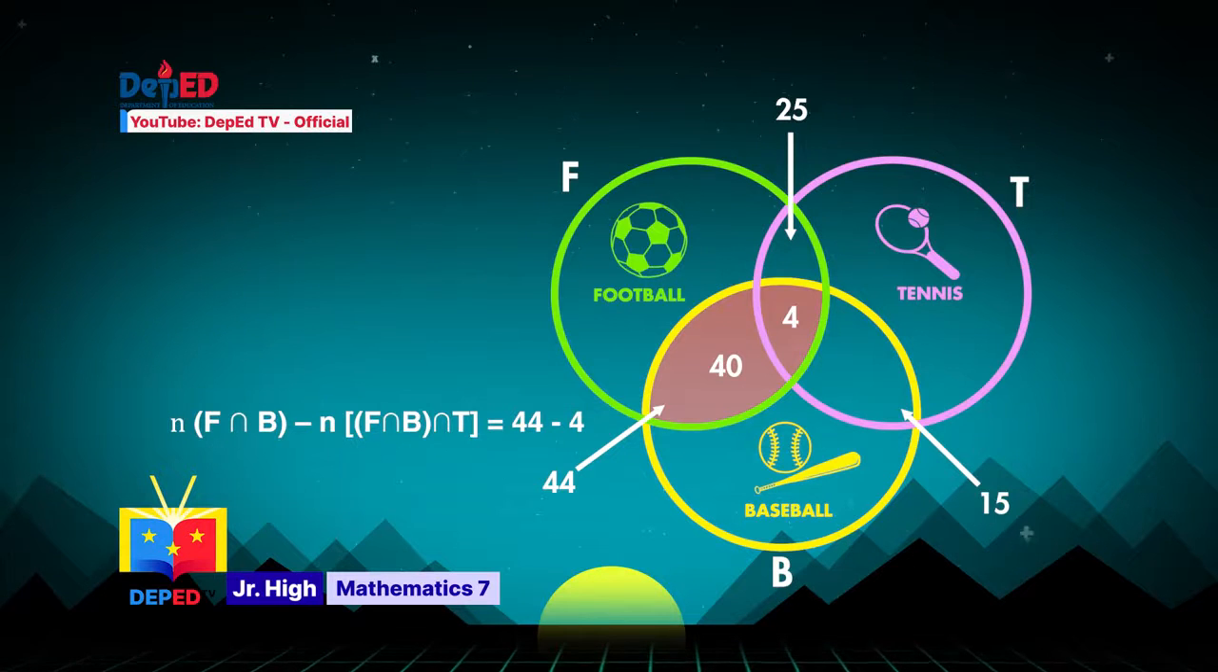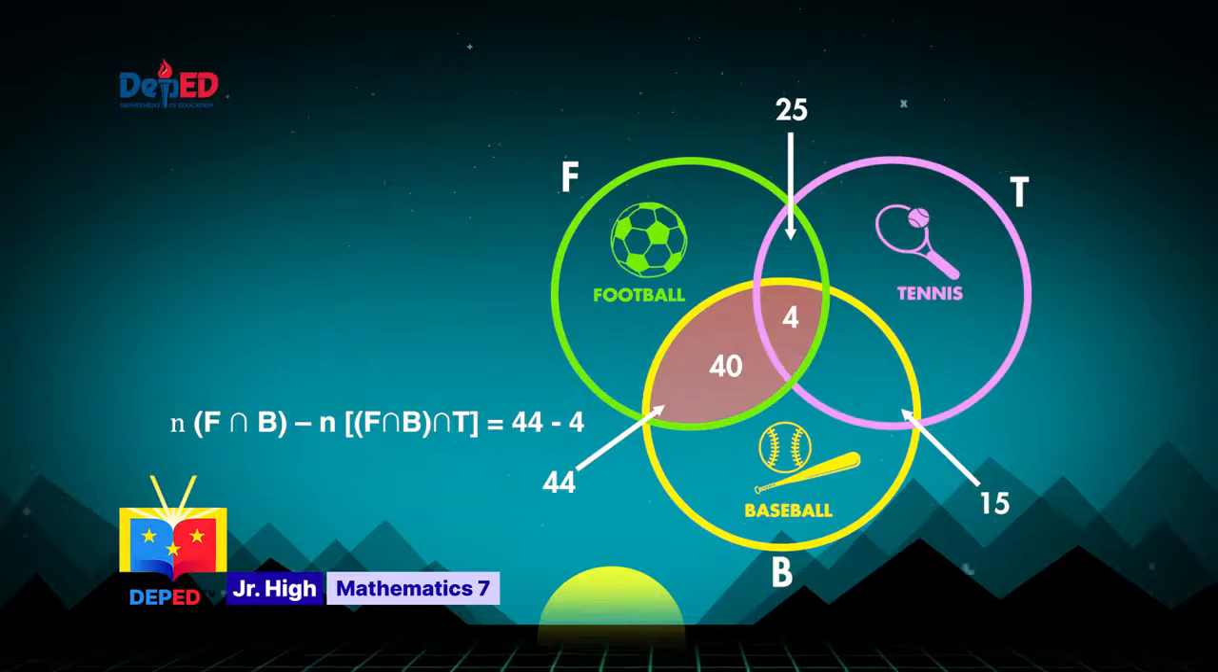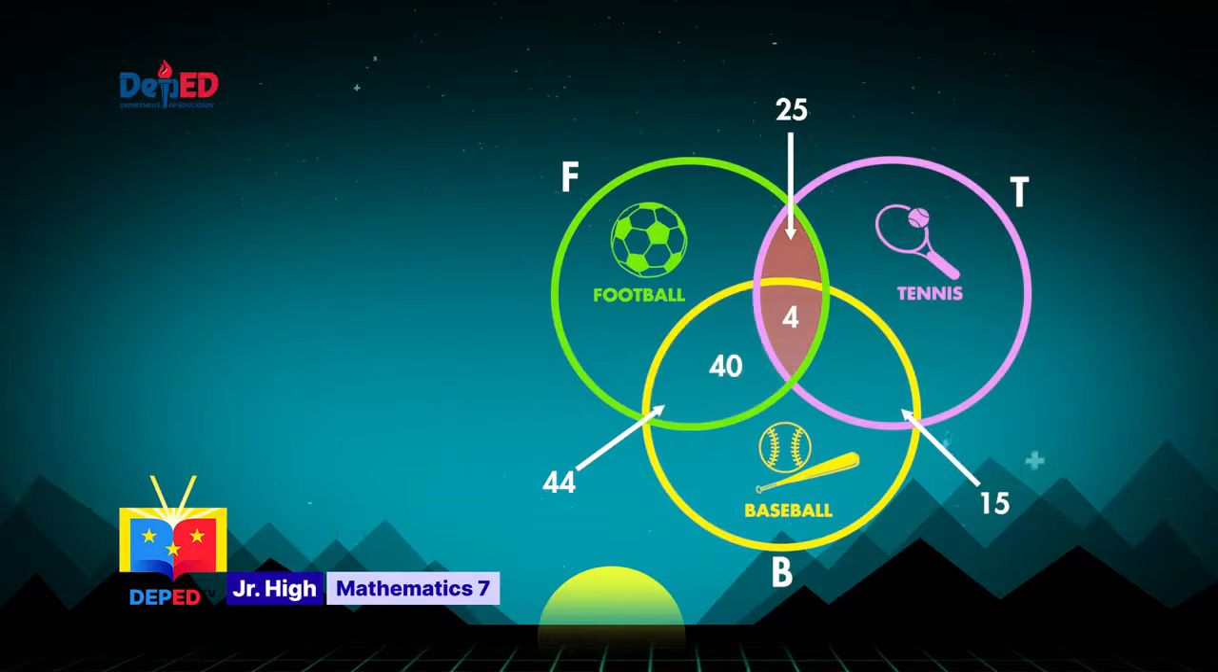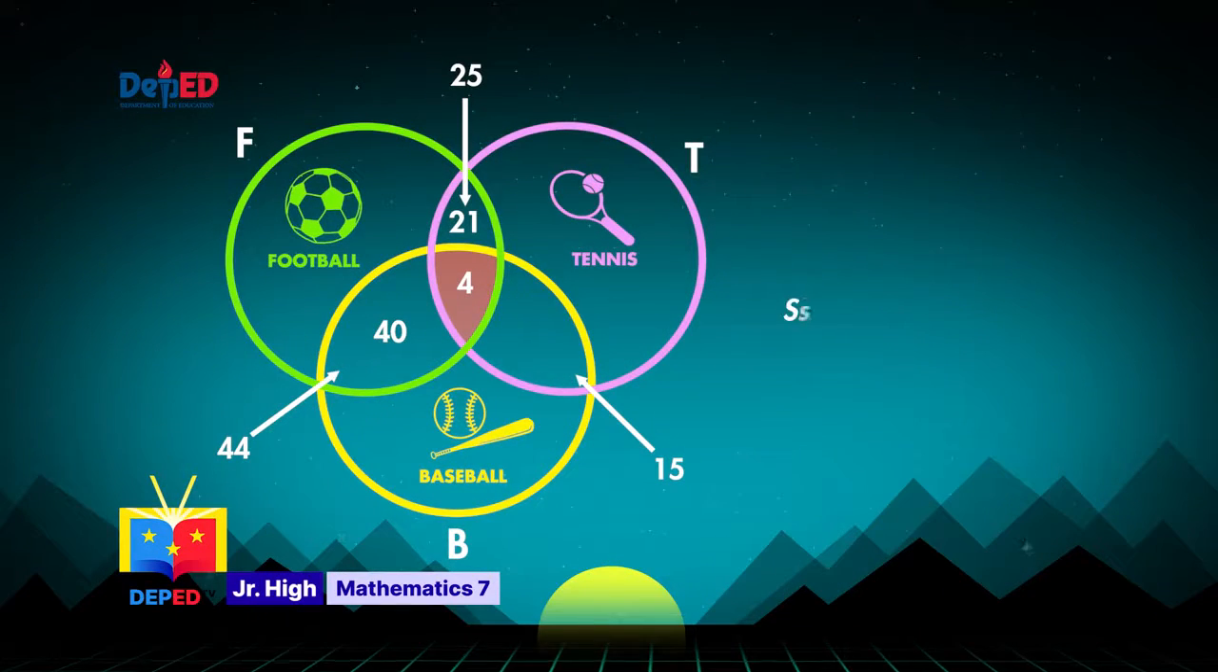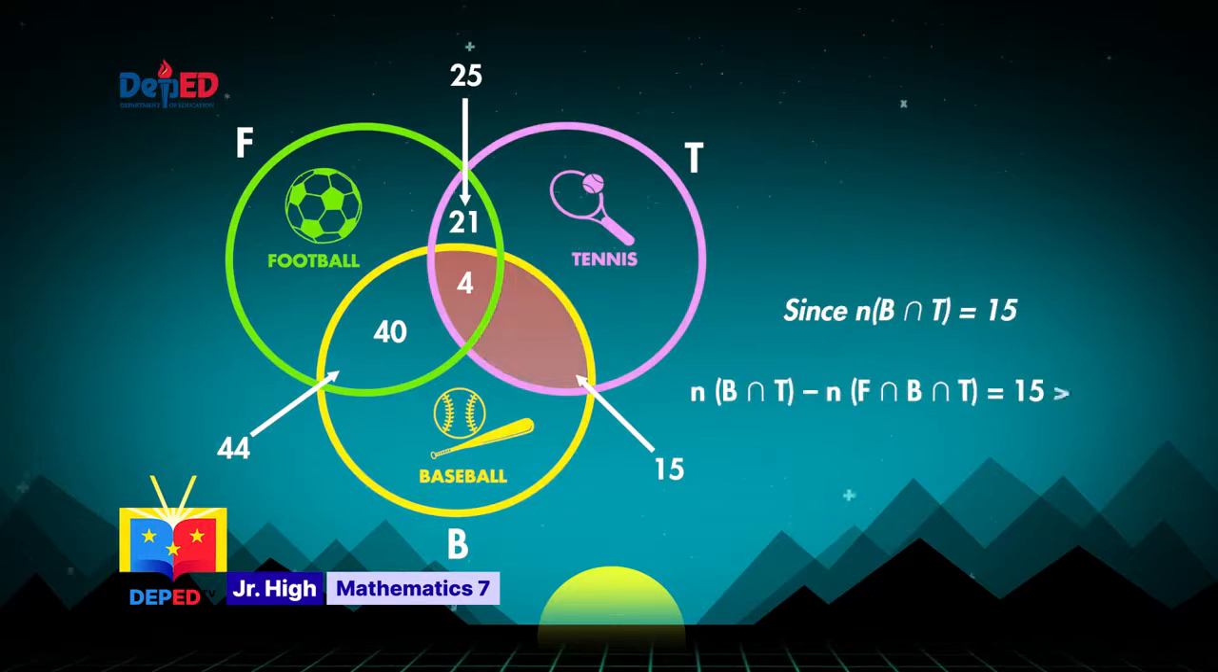For the intersection of circles F and B minus the intersection of F, B, and T, the result is 40. On the other hand, given that the cardinality of the intersection of sets F and T is 25, for the intersection of sets F and T minus the intersection of F, B, and T, the result is 21. While for the intersection of circles B and T minus the intersection of F, B, and T, we got 11.